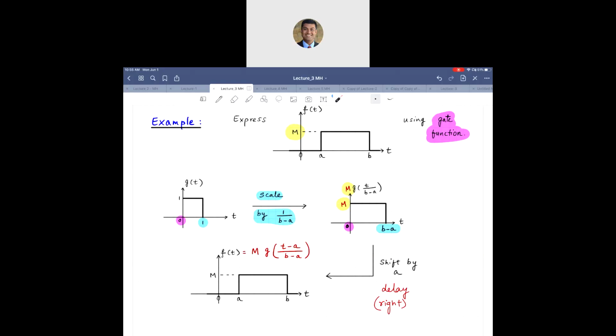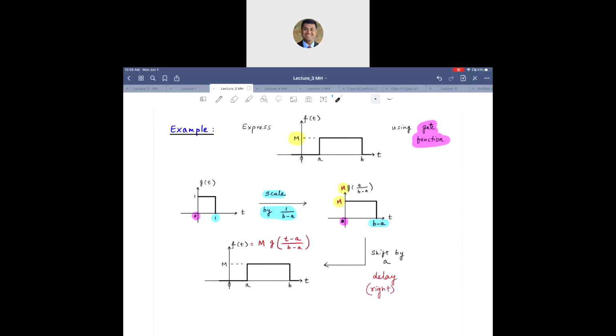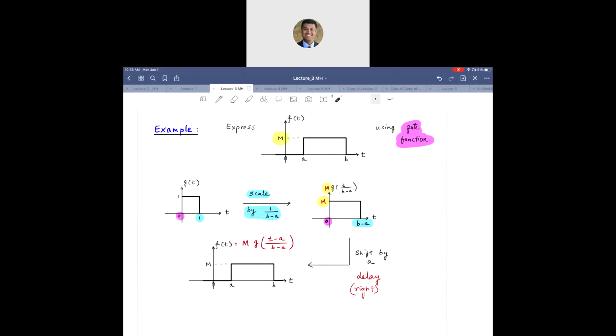That would be how you go from g, the gate function, and express f of t in terms of gate functions. There is an adjustment of the time scale, there is an adjustment of the time delay, and there is also an adjustment on the amplitude, m. All right, I hope that was helpful. Let's move on to the next one.